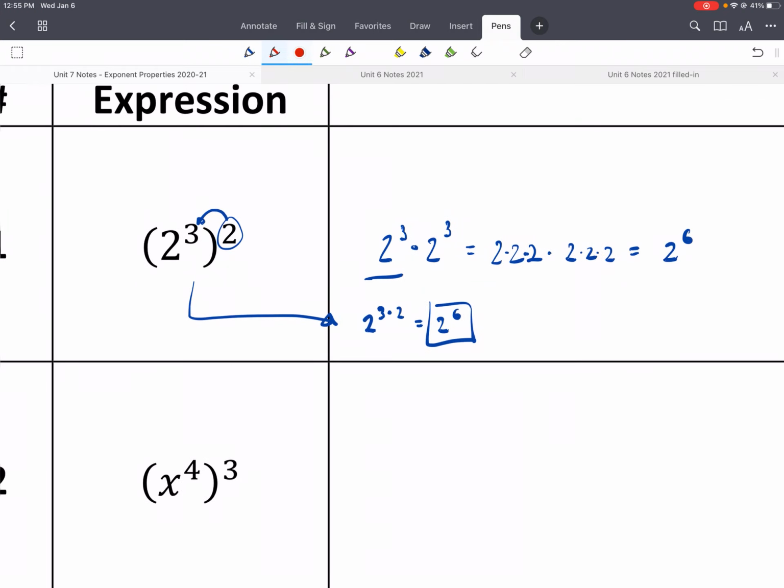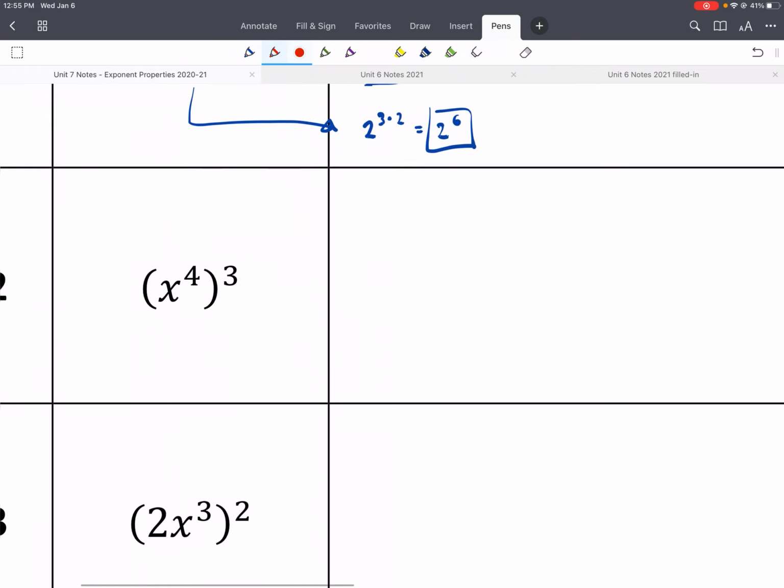Here's another example. If you want to expand it, we're multiplying x to the 4th by itself 3 times. That would be x to the 4th times x to the 4th times x to the 4th. And if you wanted to expand that, you start getting a lot of x's.